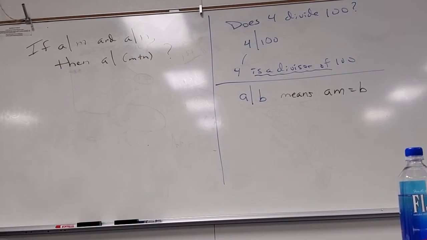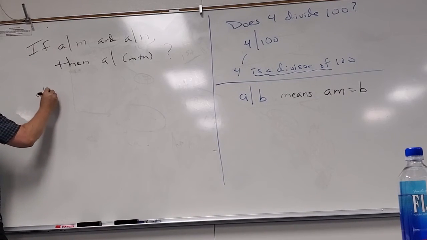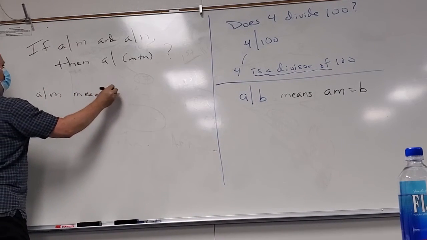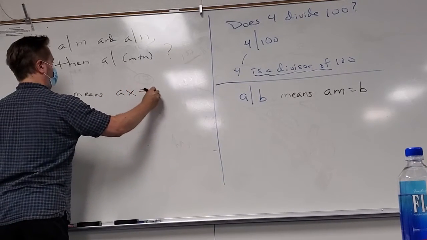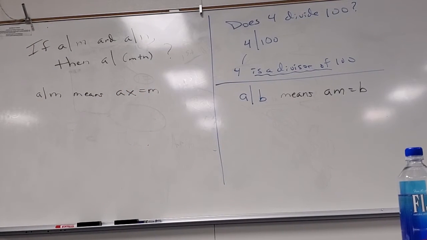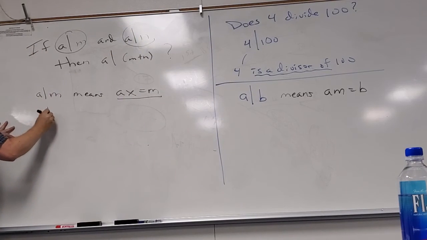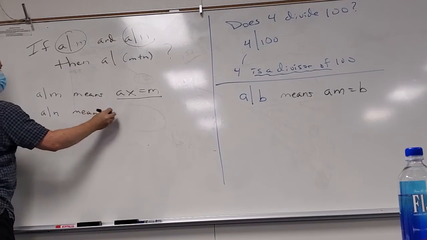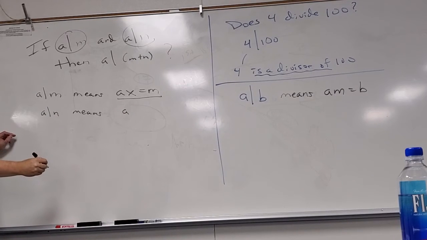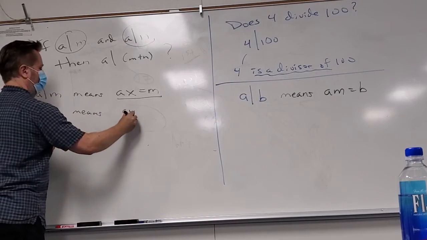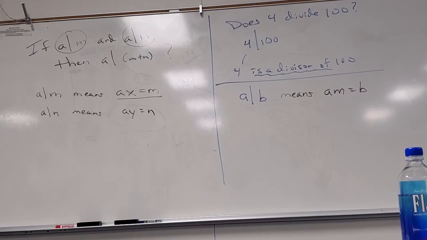Let's break this down. What does A divides M mean? A times something equals M. Yeah, so say A times X equals M. I like the enthusiasm. A times something. You're thinking ahead. So what about the other one? So we know this, which means this. We know this, which means what? A times something equals N? Yes? Is that the same thing? Stay with me.